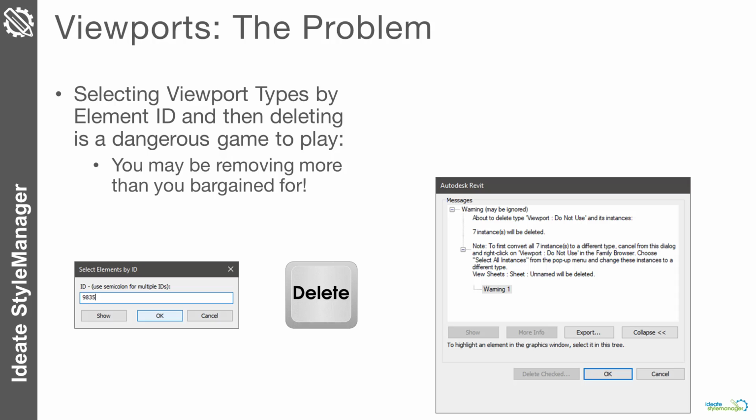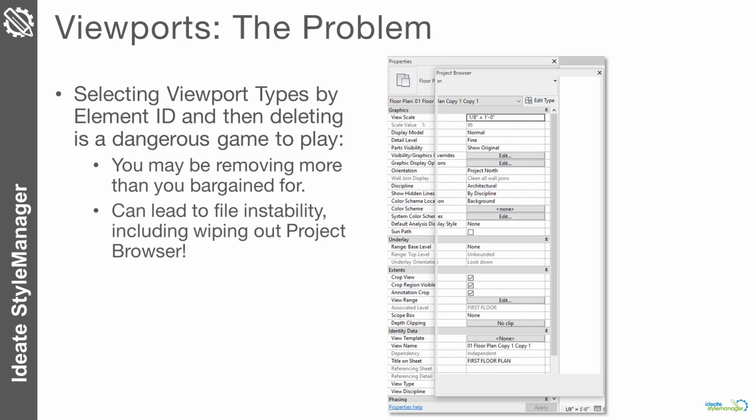While it is possible to select viewport types by element ID and attempt to delete them using brute force, you could end up unsafely removing other elements within your Revit models, some of which may not be fully disclosed by Revit, as seen here. Even more disturbing is that by committing to deleting viewport types through brute force, you could cause the Revit model or template to become completely unstable.